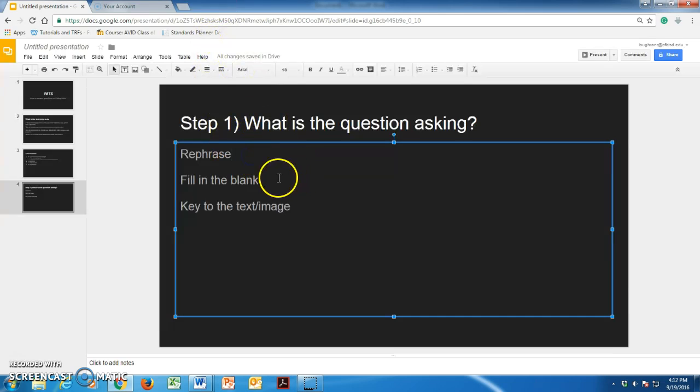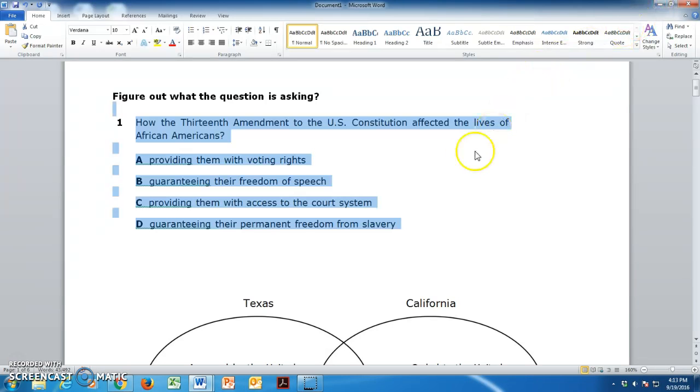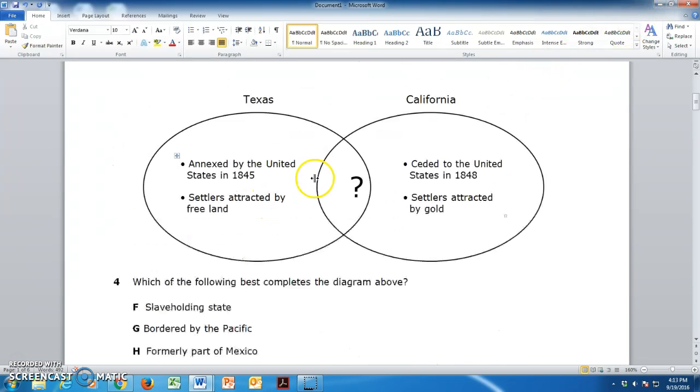This next question is going to be a fill in the blank. We're not going to have to really rephrase the question. We're going to have to truly figure out what the question is, because the question is just a blank in a chart. So if we look down here for question 4, see it says, which of the following best completes the diagram above? There's a question mark. It's a question, except that question doesn't provide us with any information.